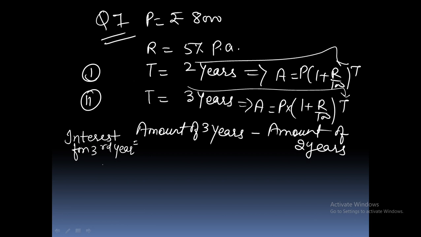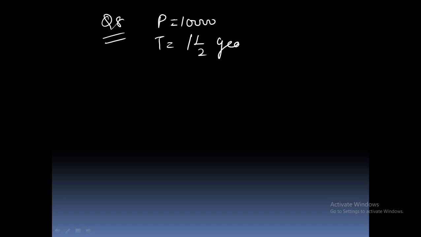And in question number 8, find the amount and compound interest on 10,000. That means you are given, in question number 8, P is equal to 10,000, and time is given as 1 and 1/2 years. Rate of interest is given as 10%, and they said compounded half yearly.